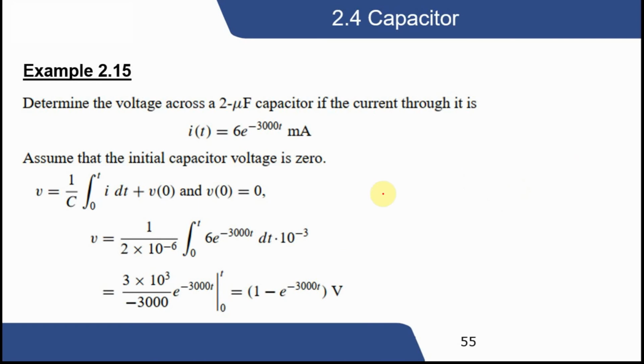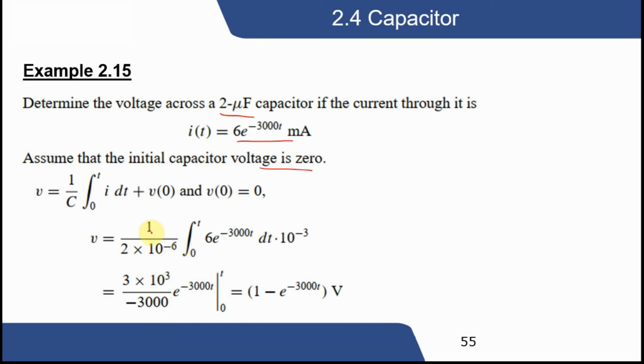We have another example. In this example, we have a capacitance of 2 microfarad, and we have the current as a function of time. We assume that the initial voltage across the capacitor at time 0 is 0, and we know that the voltage across the capacitor in terms of current is 1 upon C, the integral from 0 to t of I dt, plus the initial voltage. So we know I, and we know t, and we calculate it in this way.